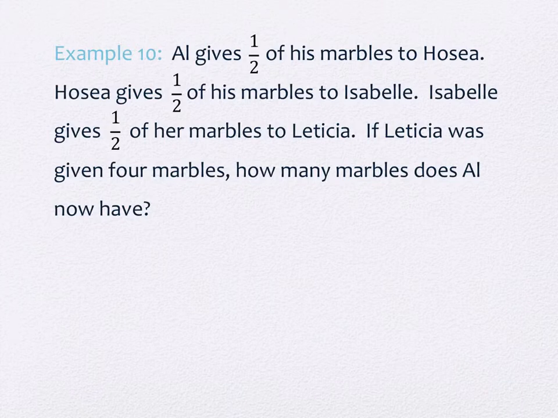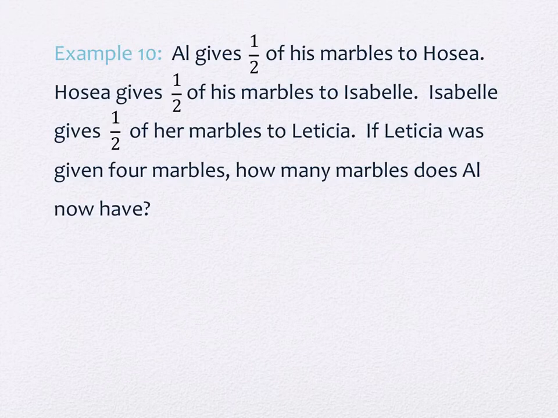Al gives 1/2 of his marbles to Jose. Jose gives 1/2 of his marbles to Isabel. Isabel gives 1/2 of her marbles to Letitia. And Letitia was given 4 marbles. How many marbles does Al have now? There's a lot of people giving a lot of stuff away, right? Absolutely. Can I write them all down in order? I think that would help me. Does that sound good to you guys?